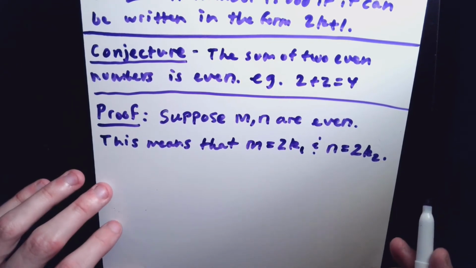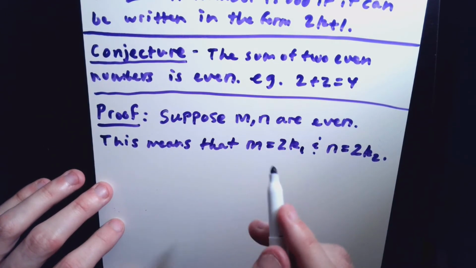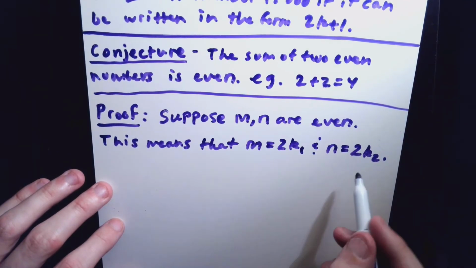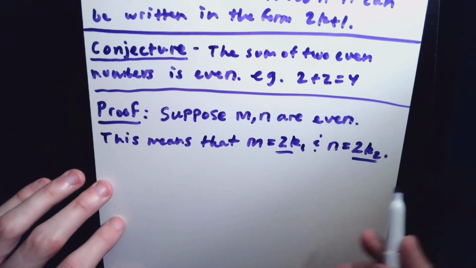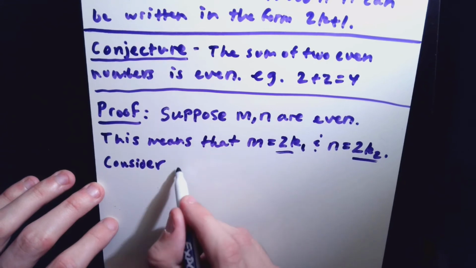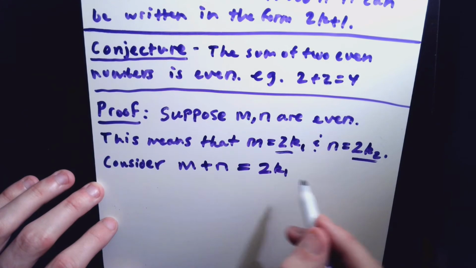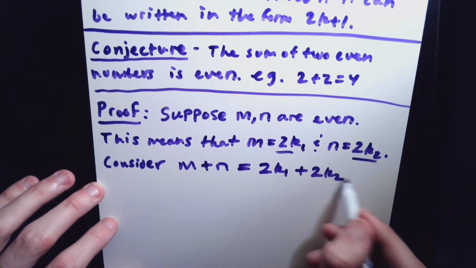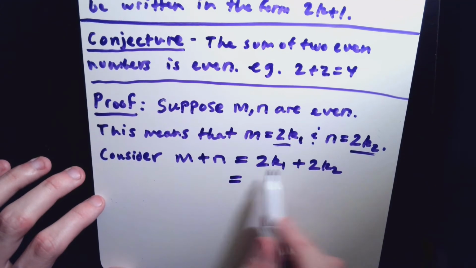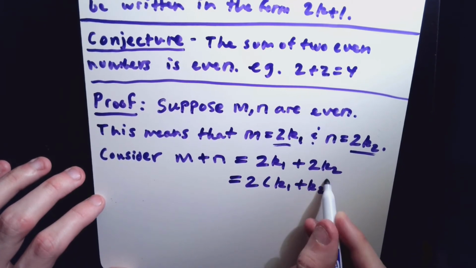Now what we're trying to prove is that the sum of two even numbers is even. So let's consider the sum of these two general looking even numbers in this form. In particular, consider m plus n, that's the two even numbers, and that gives us 2k1 plus 2k2. We're just directly substituting in m and n. And then this is nice because we notice that we can factor out a 2, which leaves us with k1 plus k2 on the inside here.